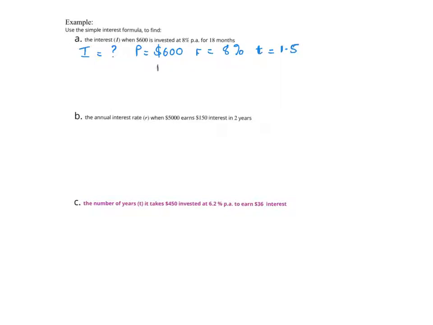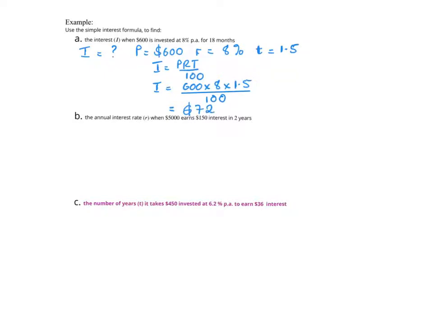Remember our rule, I equals PRT over 100. So let's substitute it in. So what does I equal? P, which is 600 times 8 times 1.5, all divided by 100. And putting that into our calculator gives us $72.